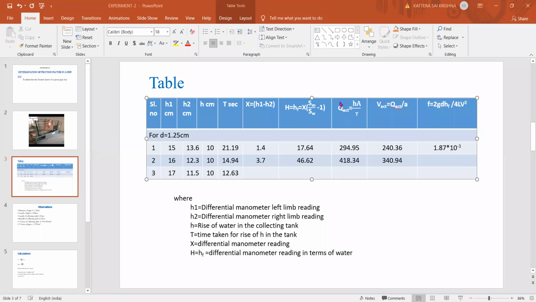Okay, I'll ask the F value to others. CH Pritam, 3B8, 18H51, 3B8, CH Pritam. Yes, sir. Tell the F value for the second reading. Have you calculated, Pritam? I'm doing, sir, 1 second. Okay, right, take time.